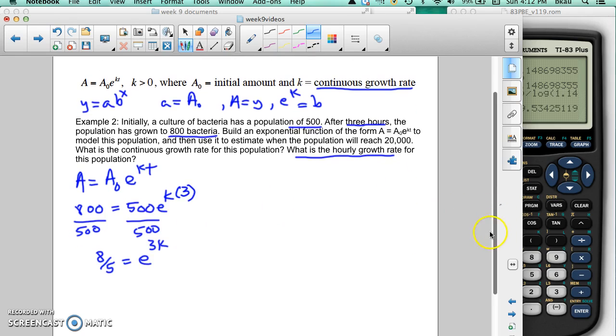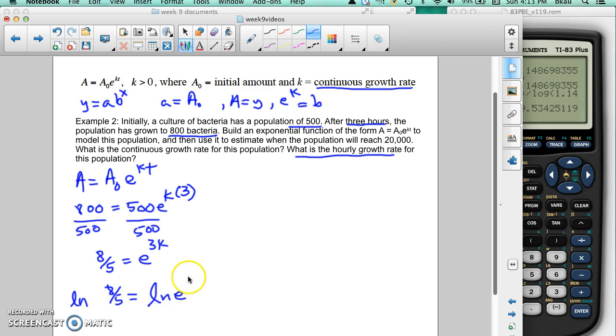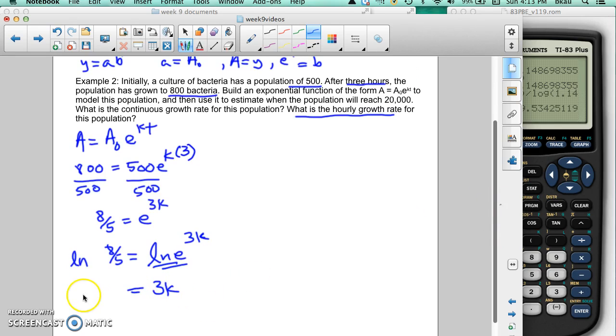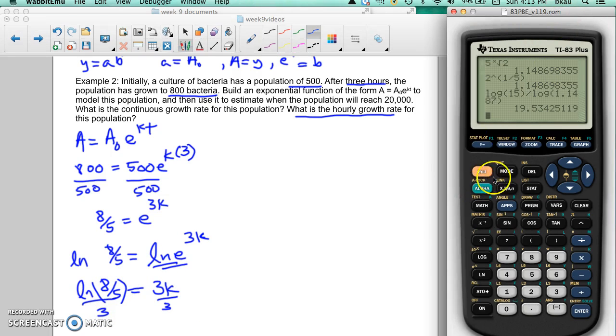Now I'm going to take the log of both sides, but I want to use the log that's going to deal with this base. So I'm going to use the natural log instead of the common logarithm. The reason I do that is because the natural log and e are inverse functions, and they will undo each other. So these two things undo each other on this side, and we just end up with 3k equals ln of 8/5. And then all we have to do is divide by 3 to get the answer. So let's get the calculator rolling here, ln of 8 divided by 5 divided by 3.